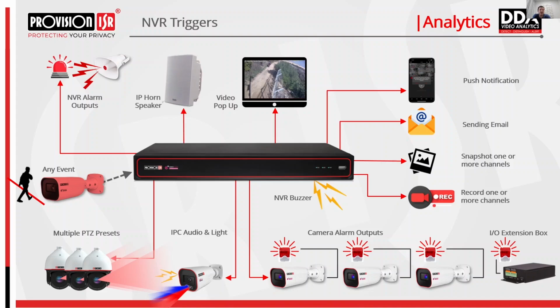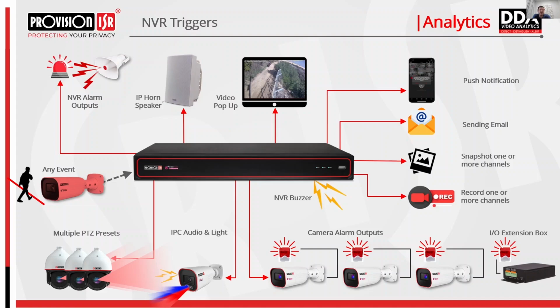And the last trigger we have is to play customized audio messages through a connected IP horn speaker. So this can trigger a pre-recorded audio message. For example, "Warning, you are trespassing, please leave immediately." And this is a great way to automatically deter intruders with no actual human intervention required.